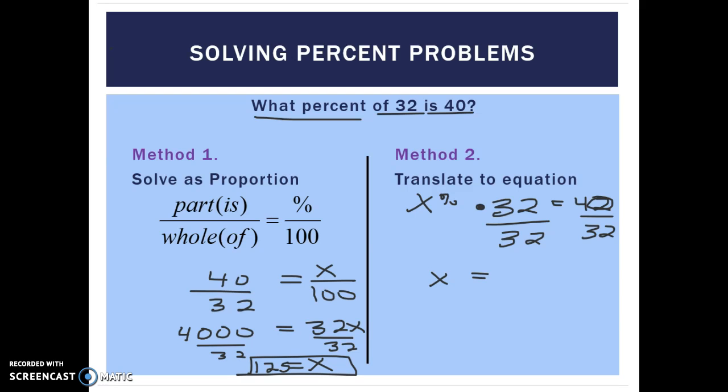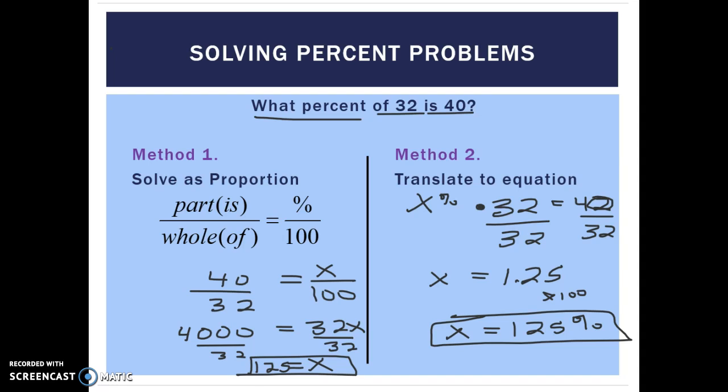But I'm just going to double check. So I got 1.25. So it's 1.25 as a decimal, but remember with percents, x percent, I need to times this by 100 to make it a percent out of 100. So x is equal to 125%. So that's the tricky piece with solving as an equation. It's not automatically going to give you the percent. You have to translate it into a percent by multiplying by 100.